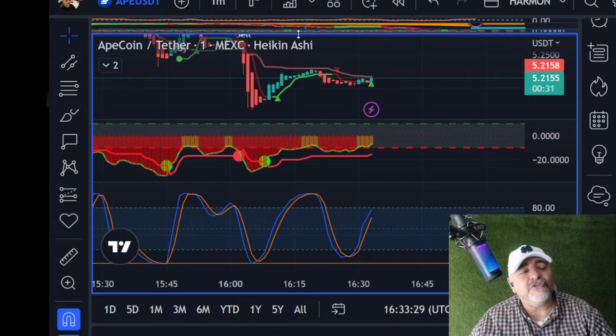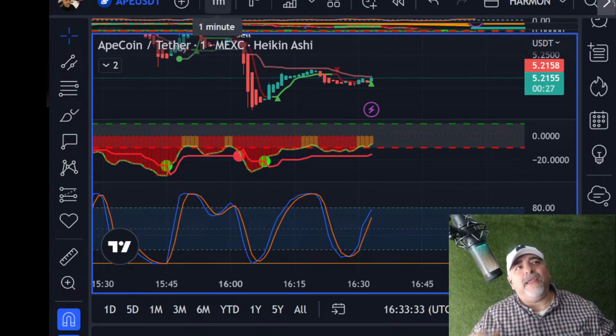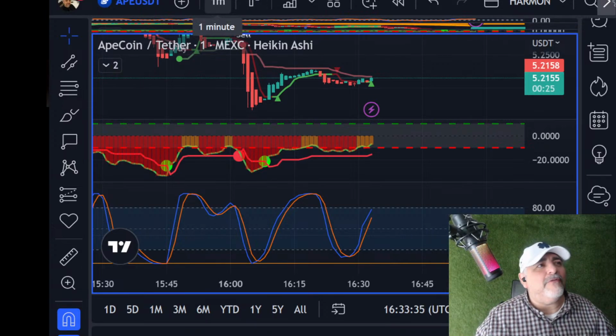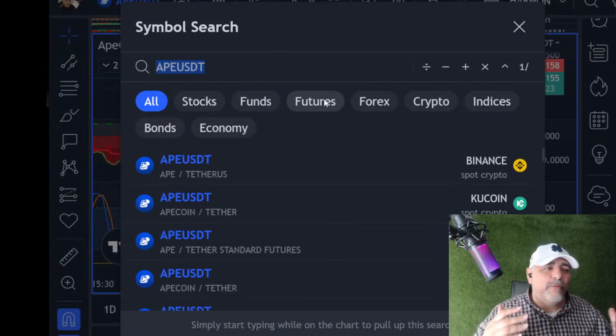Not really liking this trade because the 1 hour is bottomed out, right? So let's not do an ape trade because the 1 hour is bottomed out. I don't like that. Let's just stay consistent with what we're supposed to do.